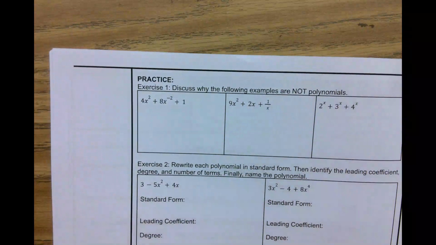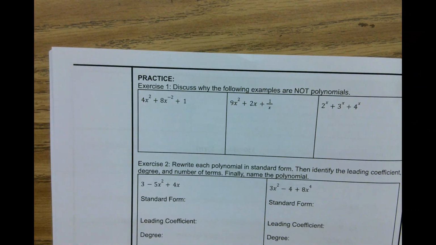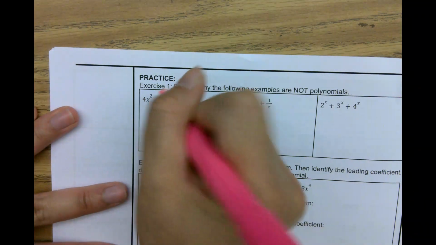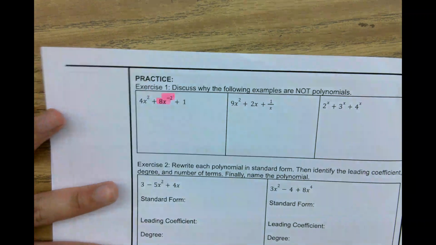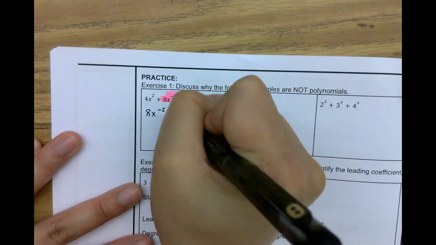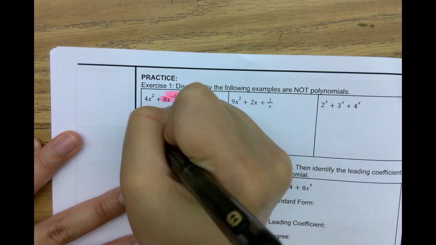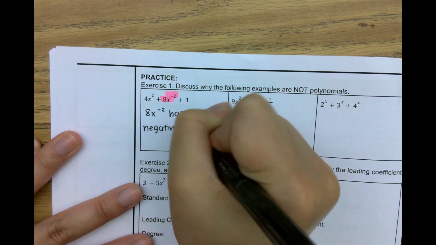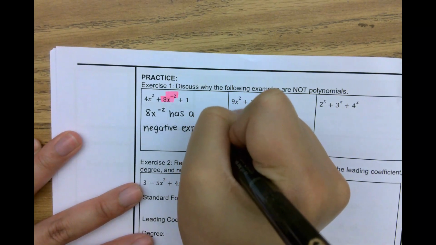So here we're going to first discuss why the following examples are not polynomials. This one is not a polynomial because of this term here. 8x to the negative second has a negative exponent, and because of that negative exponent, this would not be considered a polynomial.